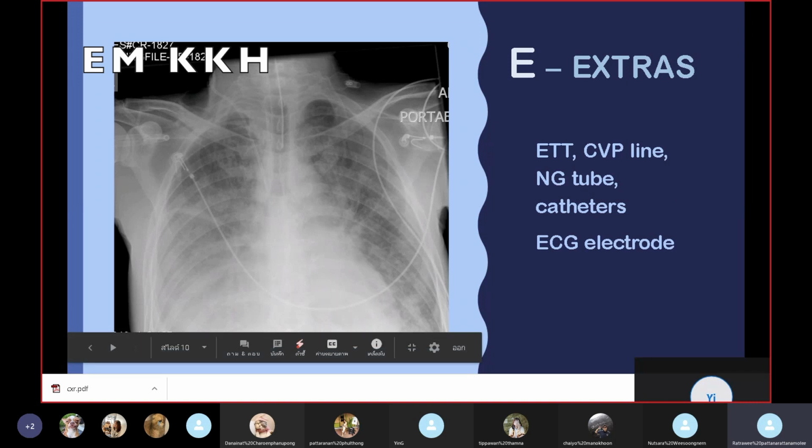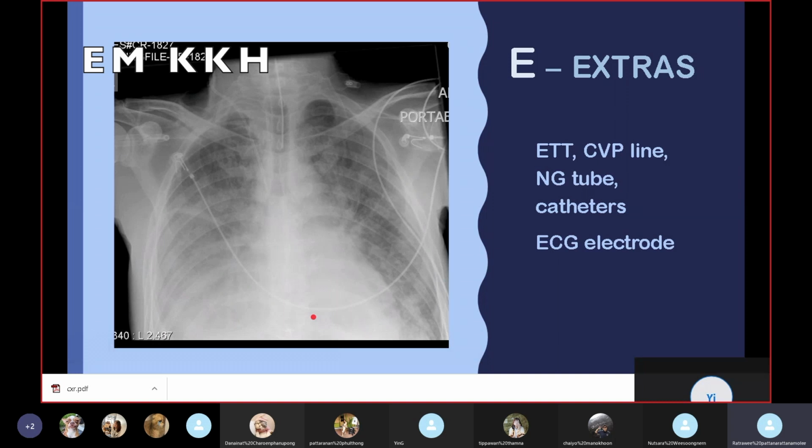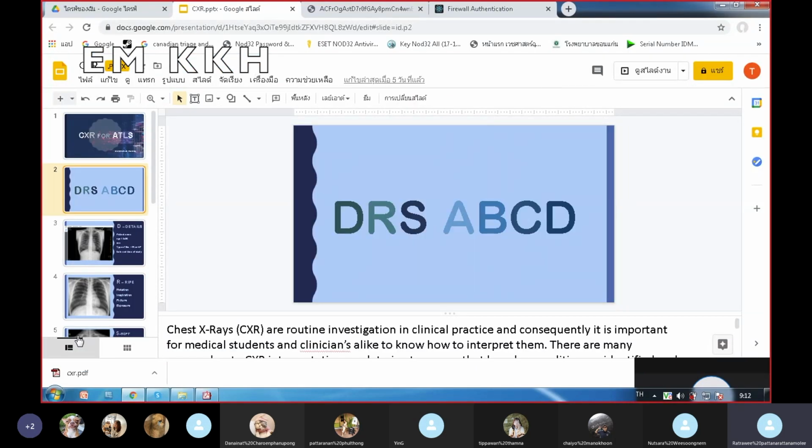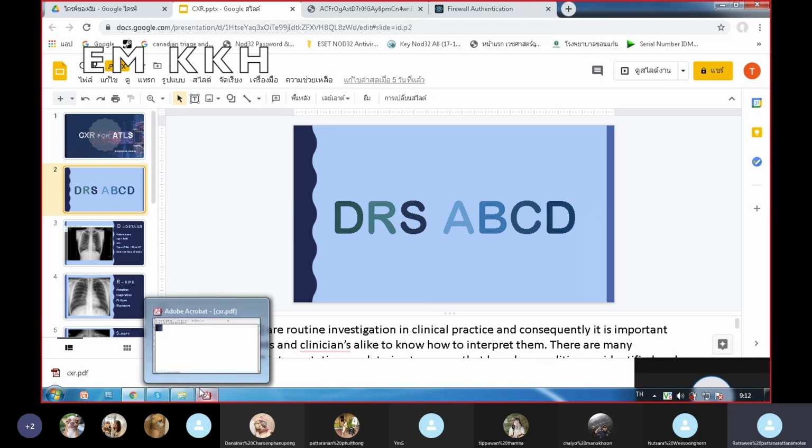Okay, I have given you the whole message. This is the mnemonic of chest X-ray, DRSABCD. If you are preparing for the examination in ATLS, this is in the appendix of the ATLS book. Thank you for listening.